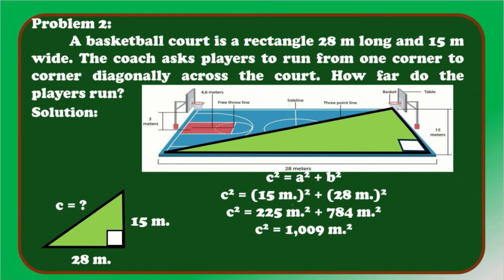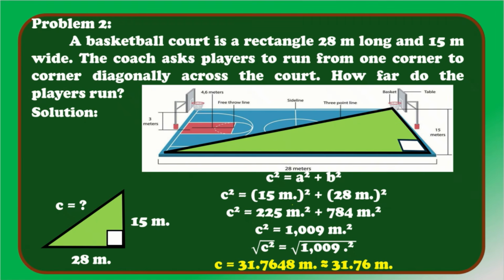Apply the square root property to obtain c and its value. So we're going to have the square root of c squared equals the square root of 1009. Sorry, I forgot to put the unit, meters, right here, then squared. Okay, c squared will become c, and the square root of 1009 meters squared is equal to 31.7648 meters. Let's round it off to the nearest hundredths. So we're going to have 31.76 meters as our final answer, as the distance traveled by the players.